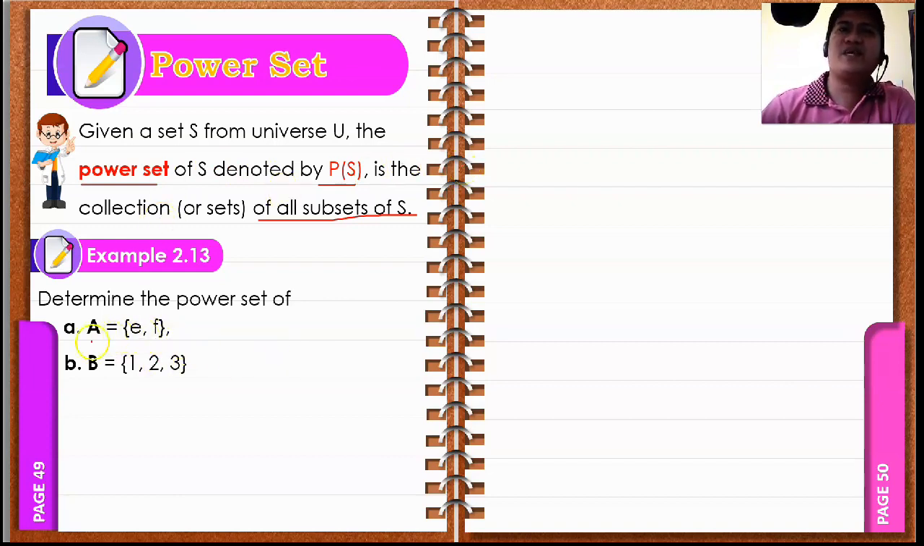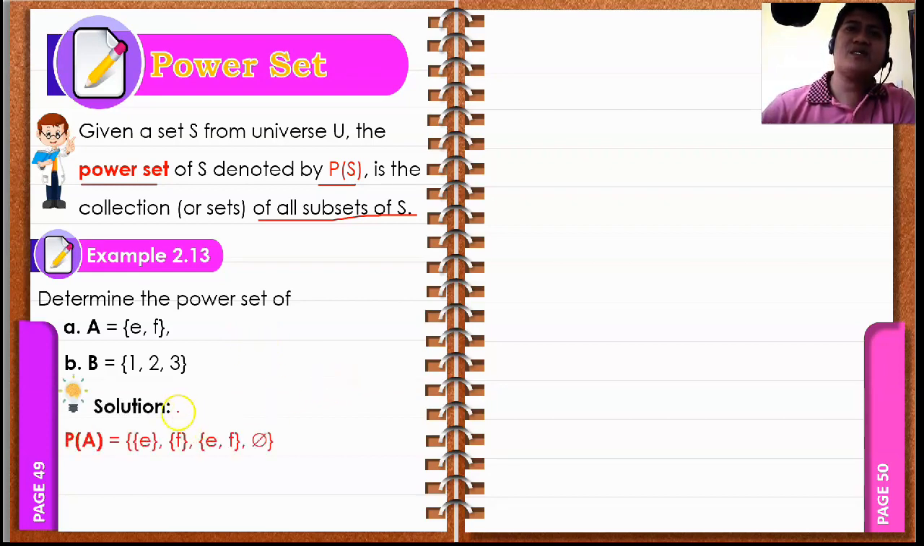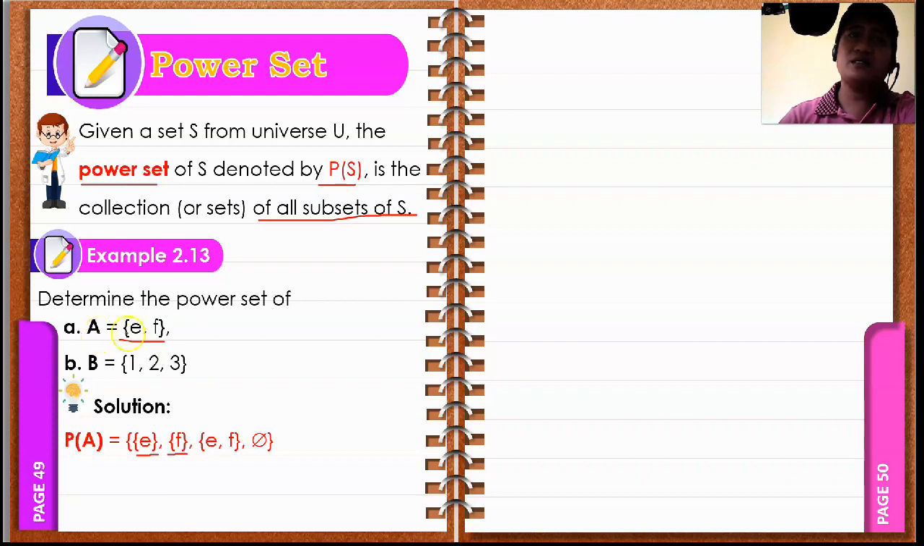let's start with letter A, the set with elements E and F. So the first thing to do is to determine all the subsets of S. The subsets of S are, first, we need to identify all the singleton or unit sets. So we have the unit set E, the unit set F, and then the set EF, because EF is a subset of EF. And take note that the empty set is always a subset of a given set. So that is why the empty set is part of the subsets of any set.